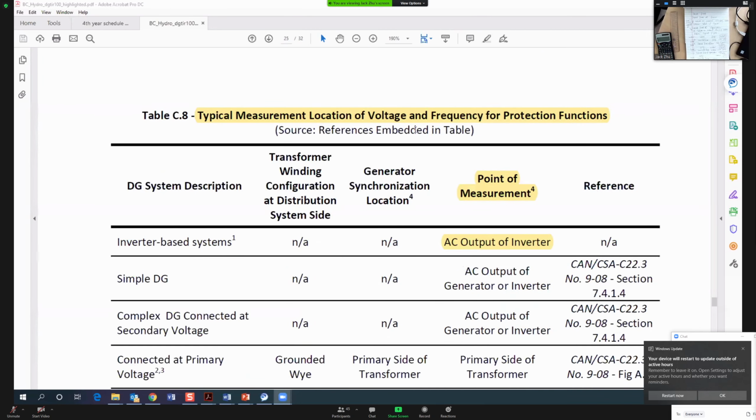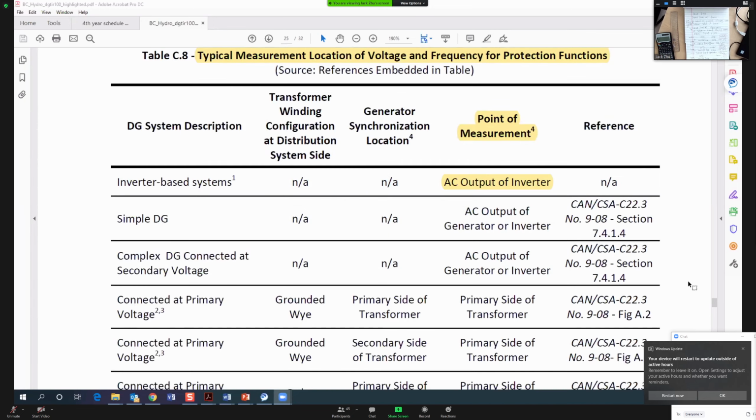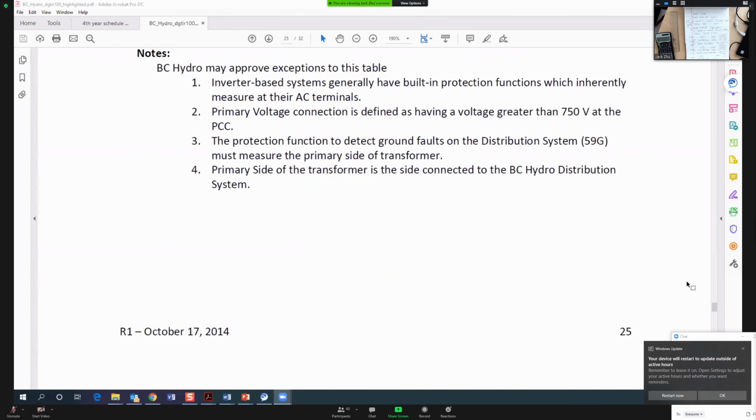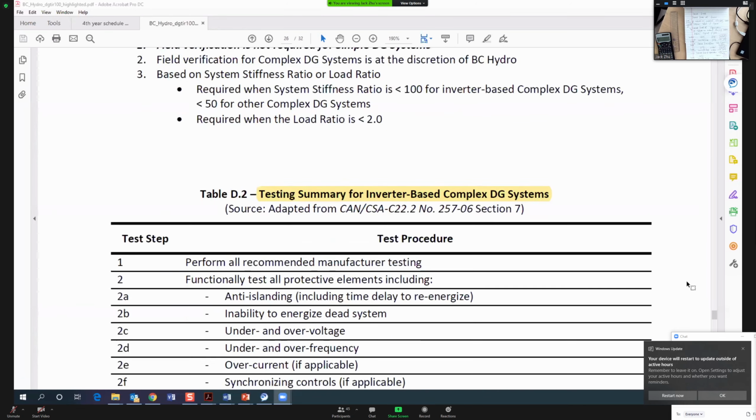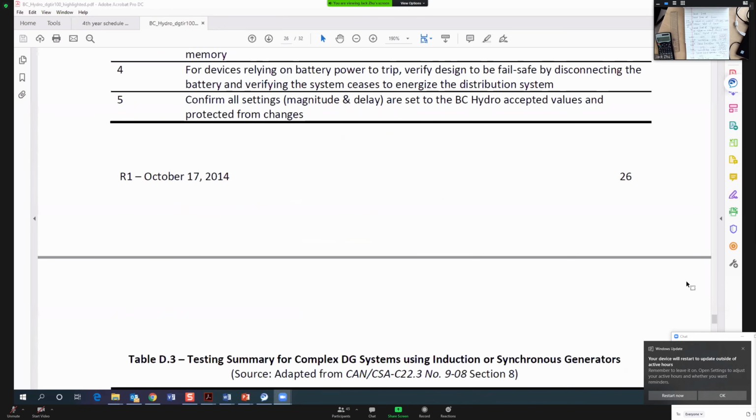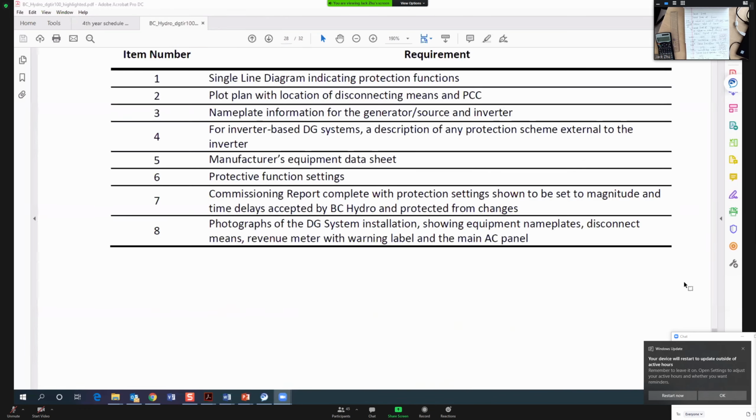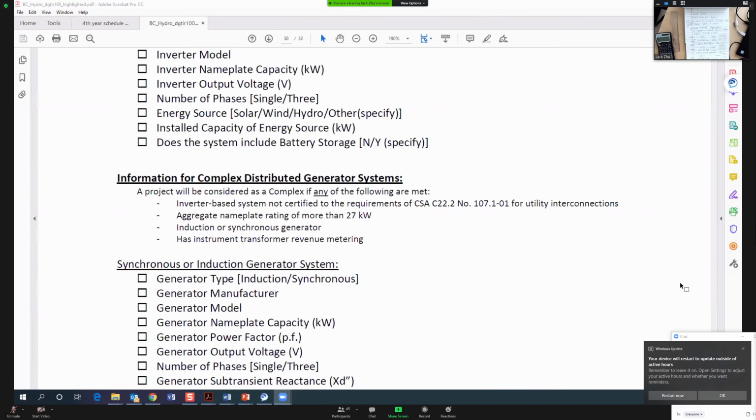Typical measurement location of voltage and frequency for protection function. For a renewable energy system, it's normally always an inverter-based system. So the point of measurement is at the AC output of the inverter. That's where we're going to take those measurements. I think that's all for this document.